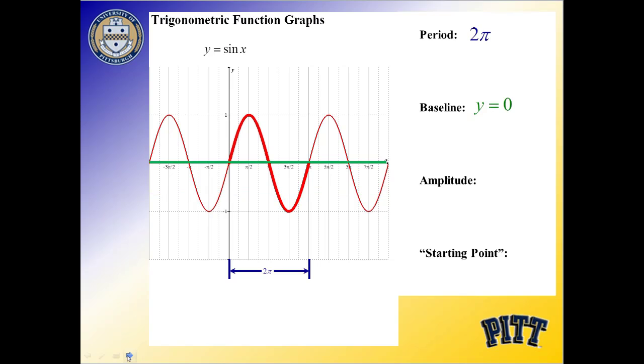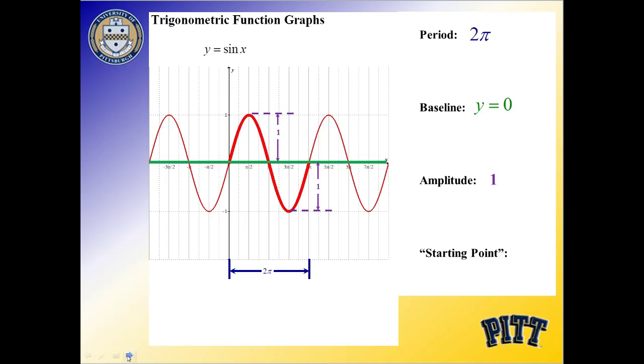These graphs also have a baseline. The standard baseline for a sine function is y equals 0. It's essentially a line that cuts the graph exactly in half. So when I see it reaching a highest point and a lowest point, those points should be the same distance from the baseline. The amplitude is the measurement of the distance from that baseline to the highest or lowest point. So in this case, the amplitude is 1.